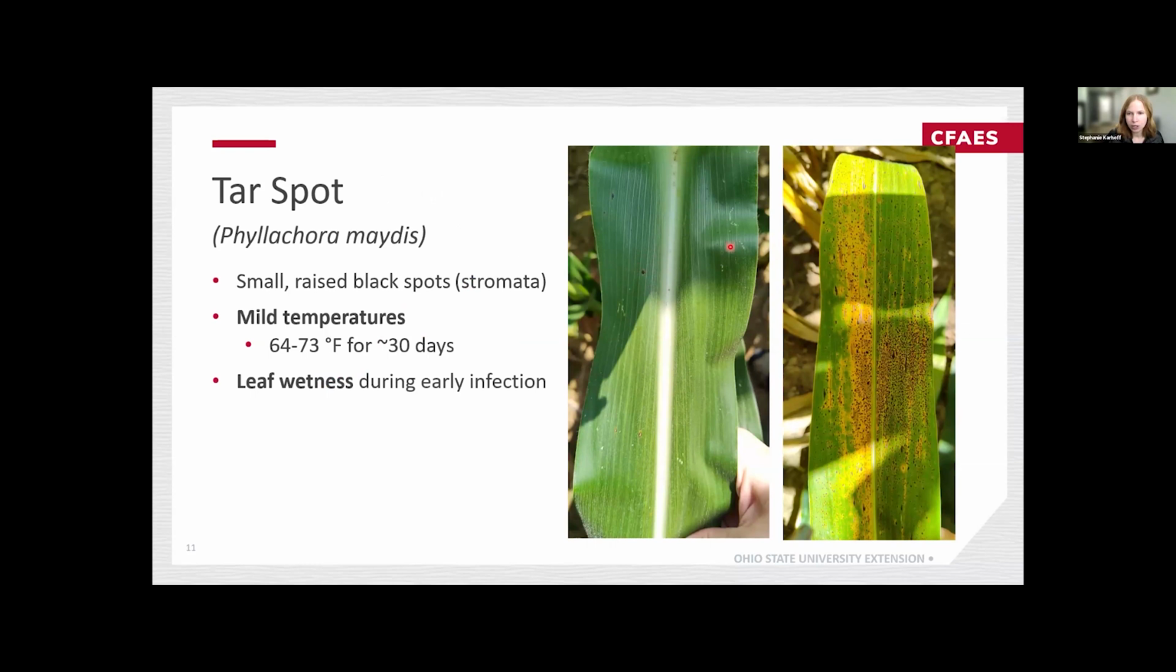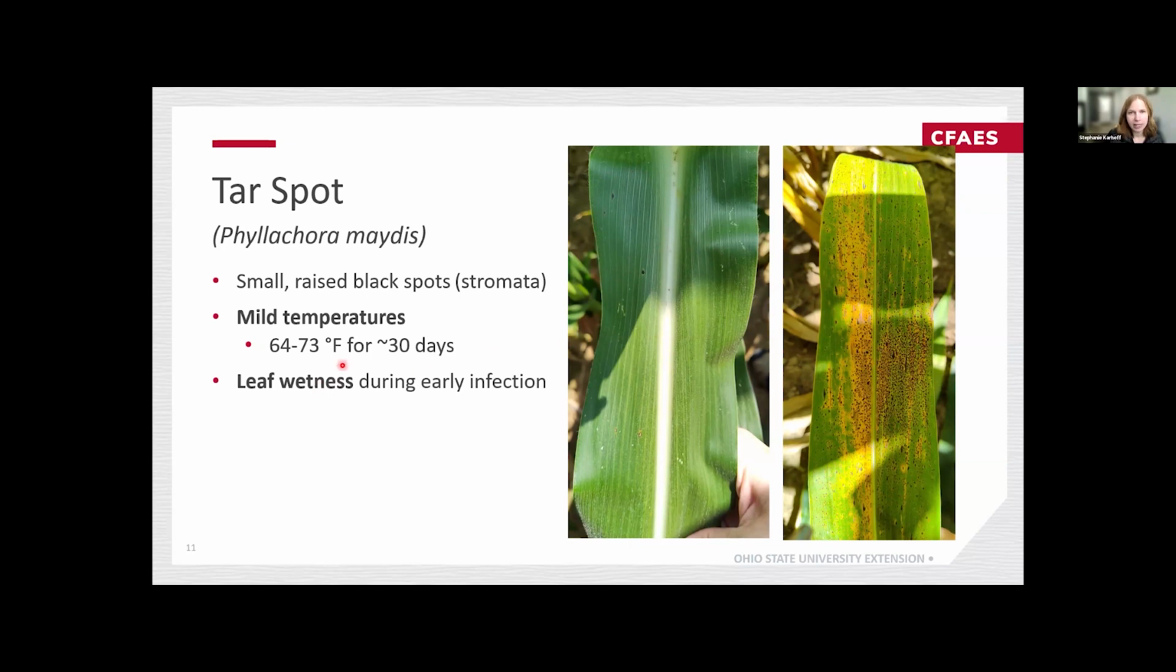And I have these two pictures here. So this is from the 2022 growing season, and I keep these just as a reminder. This is from the same cornfield. The only difference is time. So in about 2 to 3 weeks, we went from just a handful of stromata to really that entire leaf being blown up with those stromata. And now we can start to see that yellowing behind those tiny black raised spots as well.